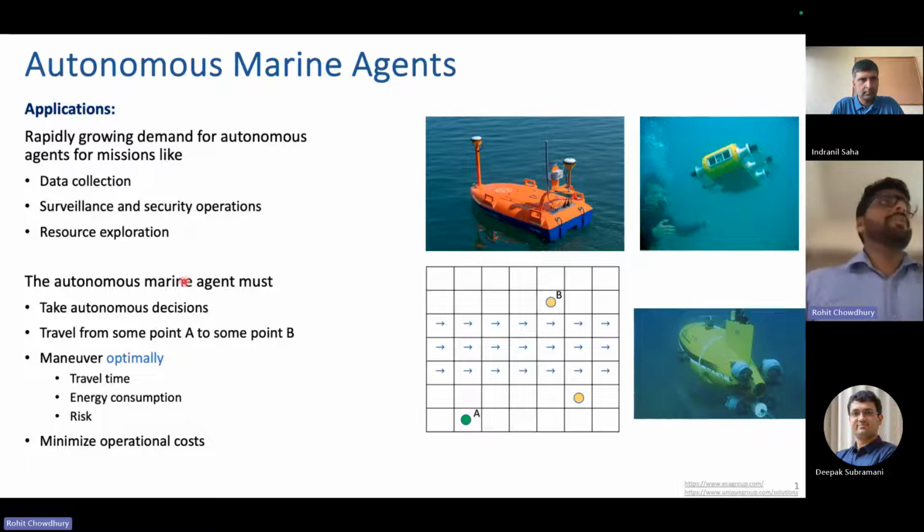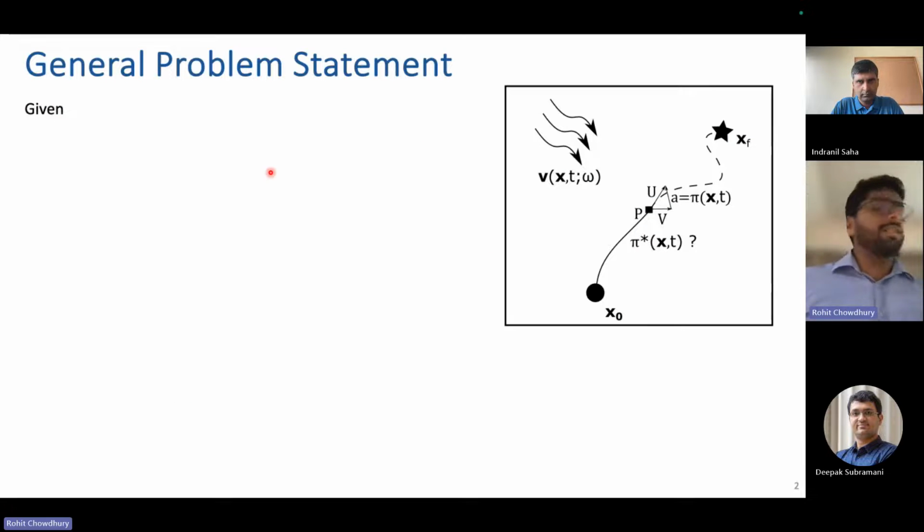And no matter what the mission at hand be, we want these autonomous agents to take autonomous decisions while traveling from some point A to some point B in oceanic environments. And we want them to maneuver optimally. That is, we might want them to minimize their travel time or their energy consumption or the risk involved. And we want to do this because we want to minimize the operational costs for these agents. And so that brings me to the problem statement itself.